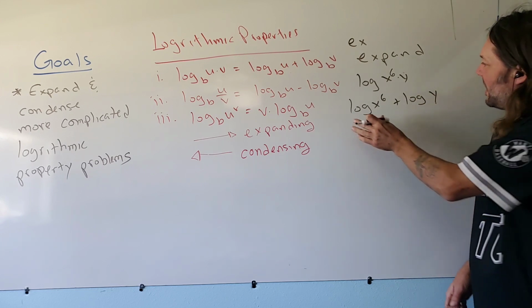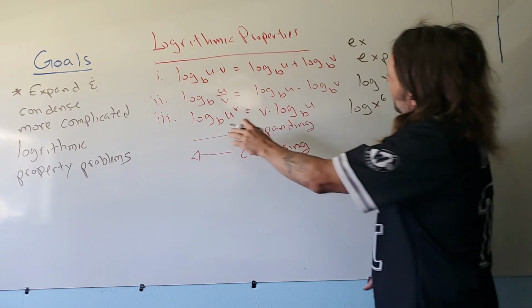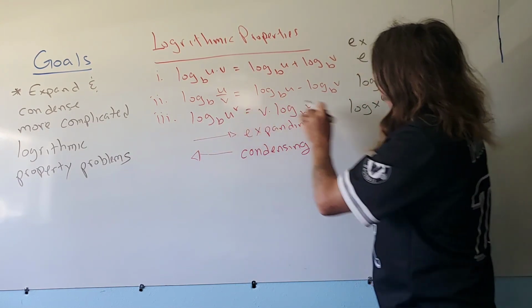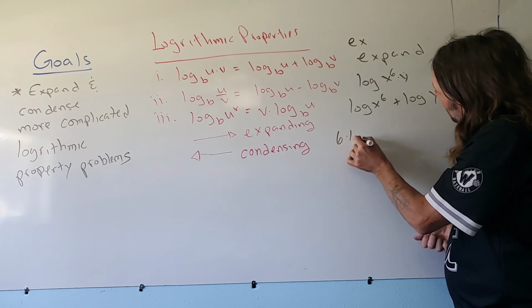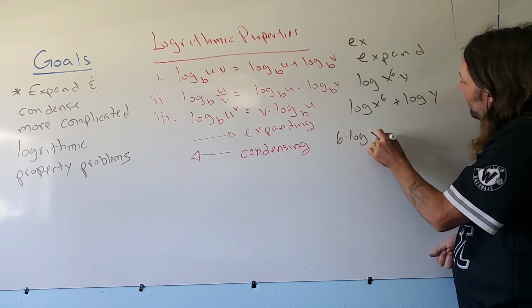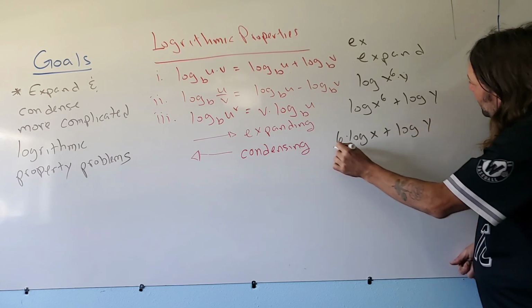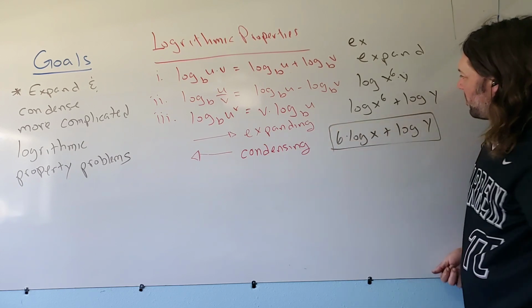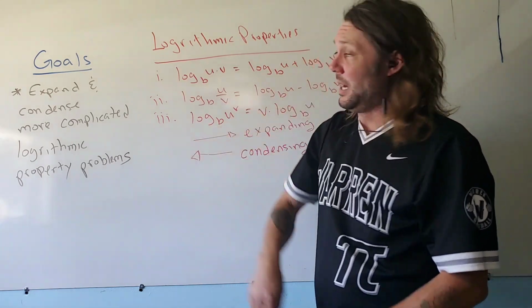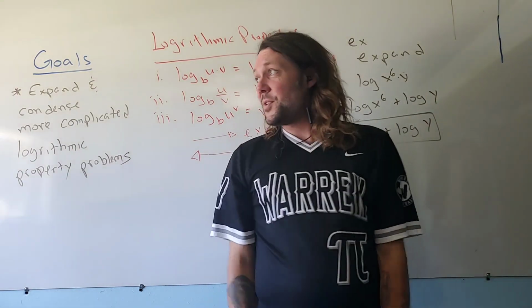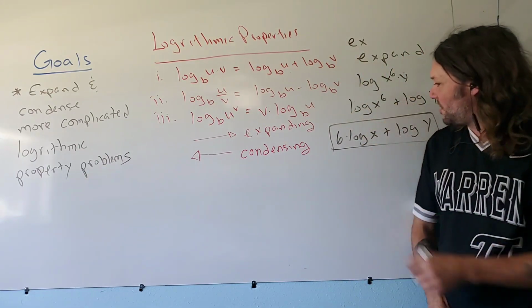Now I'm going to look at each of these individually. Here I have my third rule, where I have a number being raised to a power, so that number can actually go in front. And so now it's 6 times log base 10 of x plus log base 10 of y. So this is what it would look like to expand a slightly more complicated problem, where in the previous lessons you were only doing one specific property. In this lesson you might do all 3 properties, you might do 2 properties, but it's definitely a little bit more complicated. So that's an example of expansion.